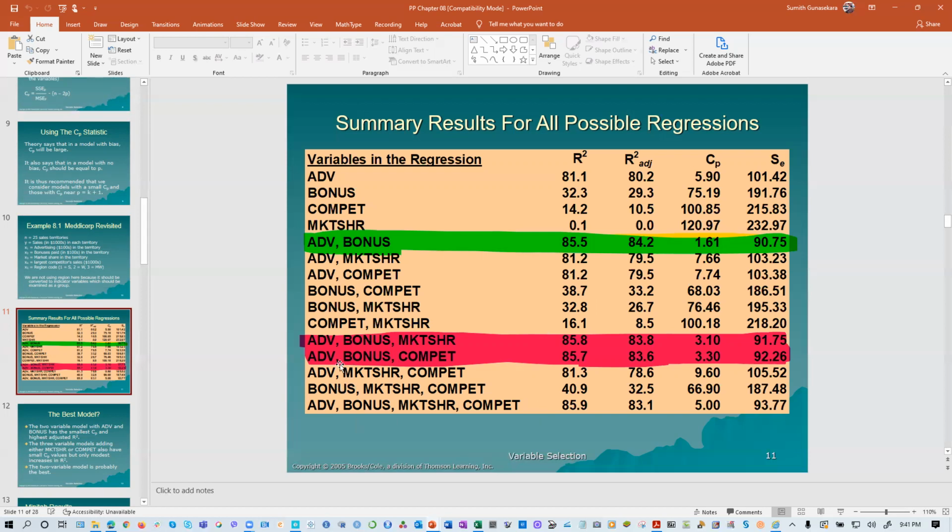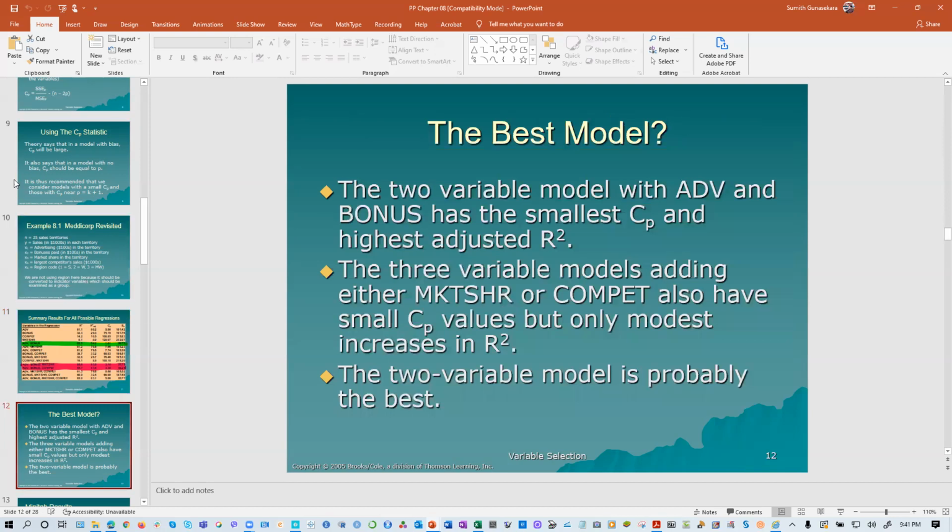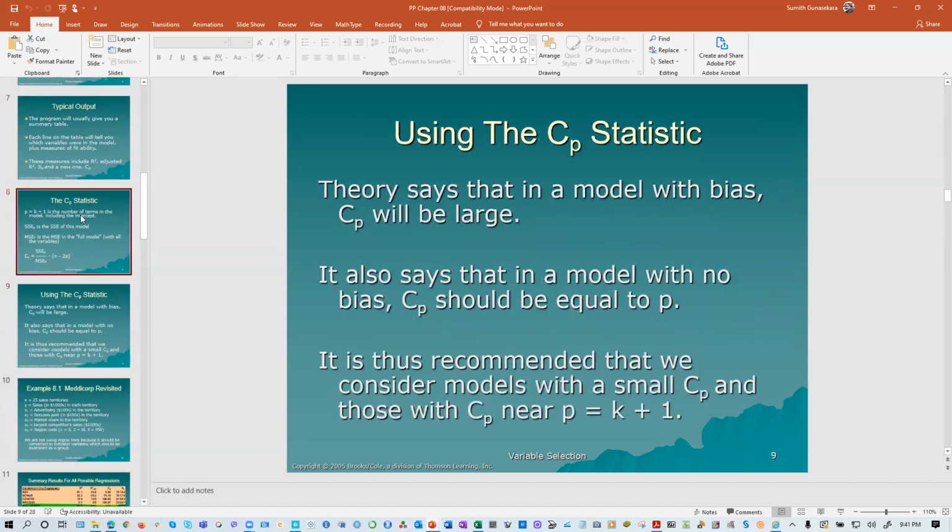4 combinations, see? 4 models with the 3 variables. You have 6 submodels with this one. For each and every one, you were checking R squared adjusted, Mallows CP, and standard error. See? And then we were talking about the Mallows CP over here.